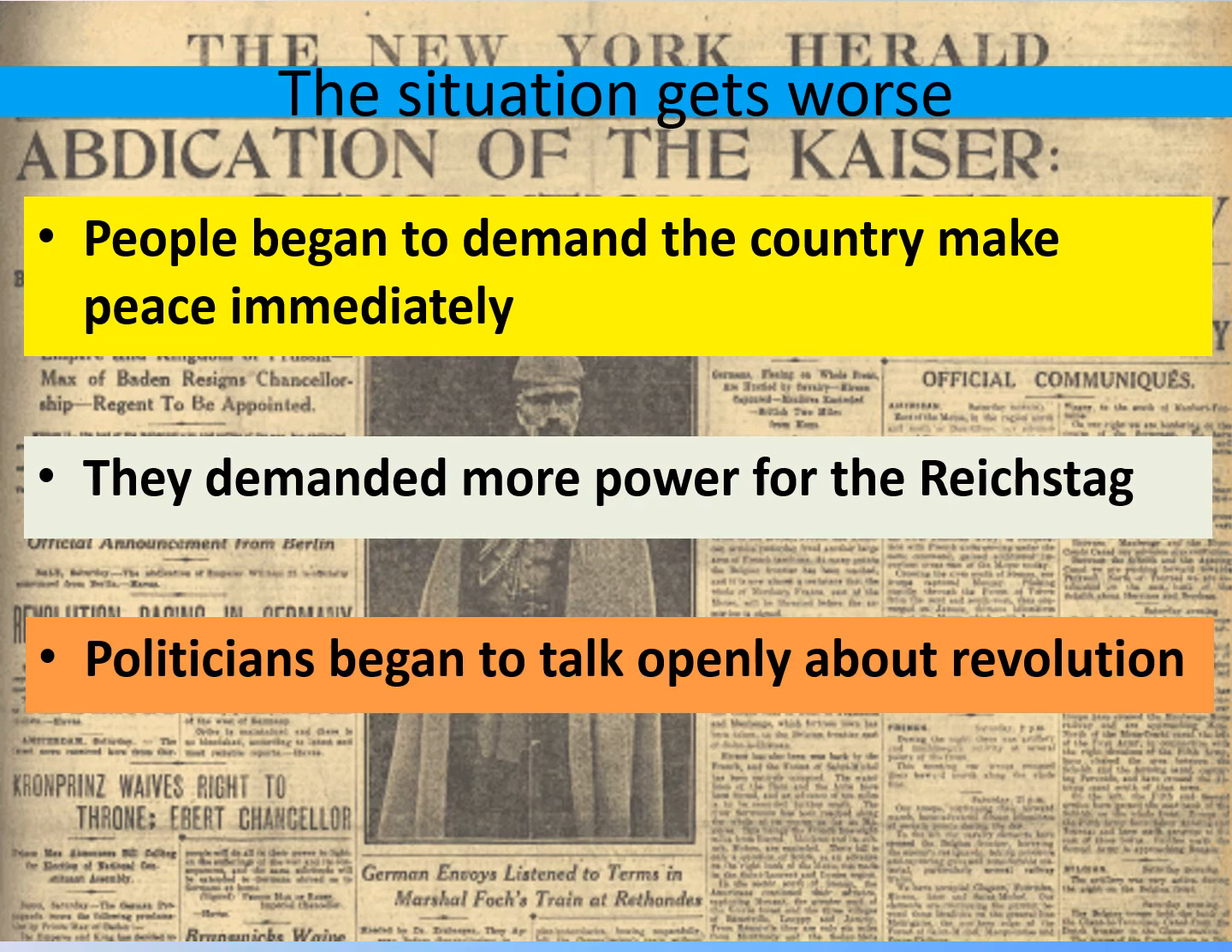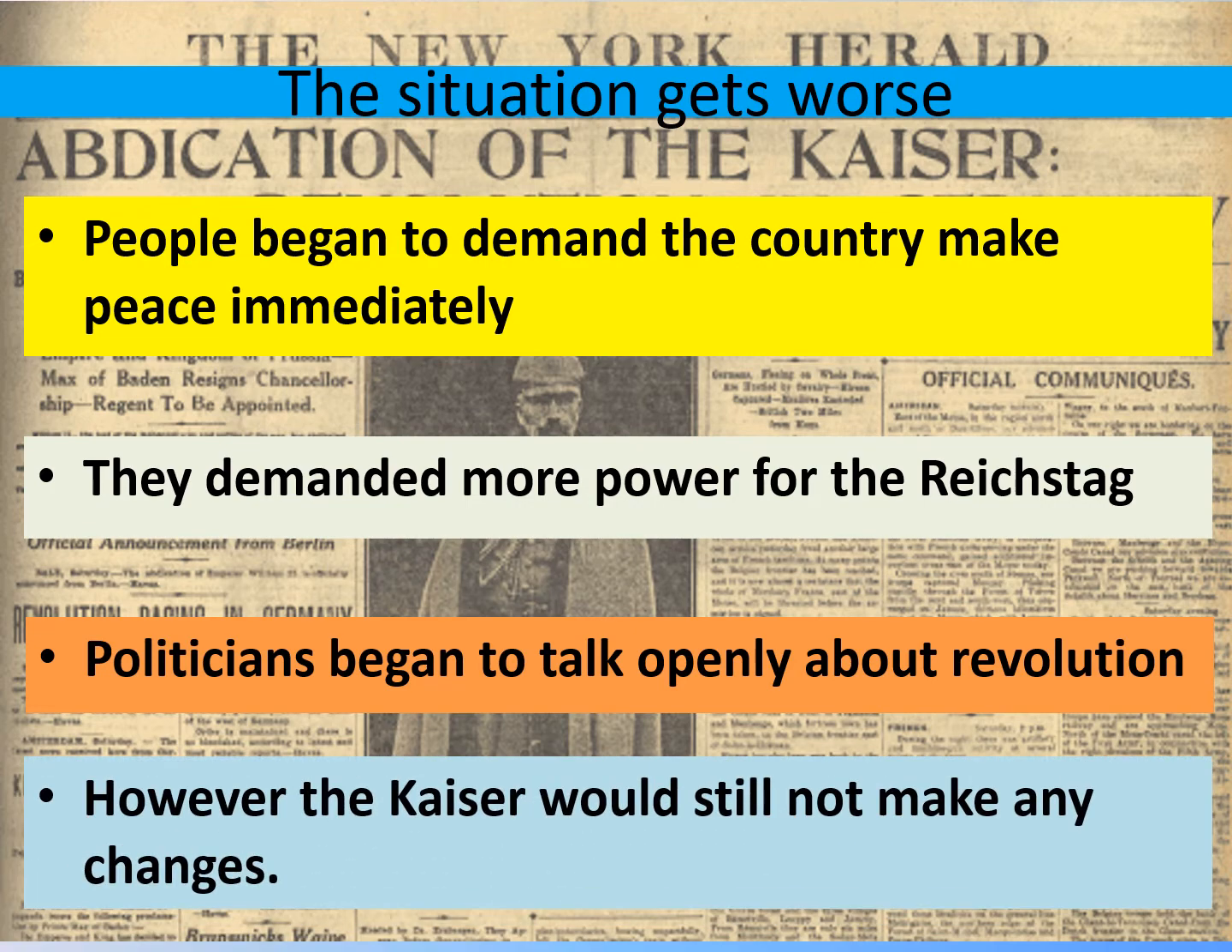The Kaiser wasn't prepared to do that, so they had to take power into their own hands to save the country, more or less. The Kaiser was still not willing to make any changes at this point, even when his politicians were openly talking about revolting against him.